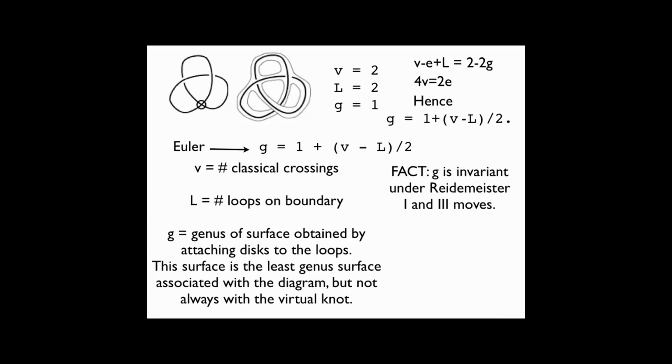1 plus v minus L over 2. So this is a useful formula to make note of, because when you do examples, one of the first things you often think about is, well, what genus surface am I going to get from this knot? And of course you would like the least genus surface among all of the different representatives for that knot, but that's harder.